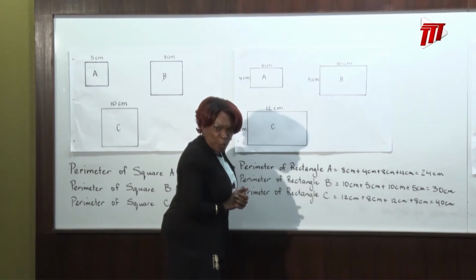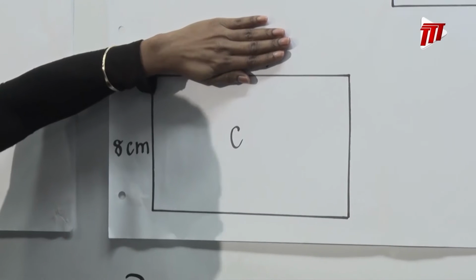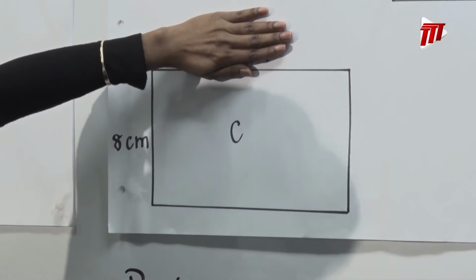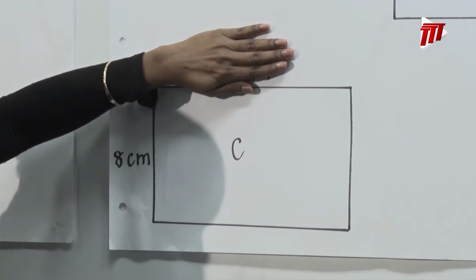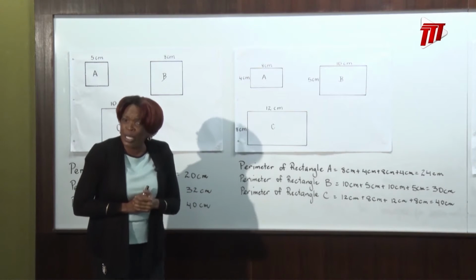Which one did I say I was going to block off? You know what to do? Yes, 40 centimeters divided by 2. But this time you're taking away the breadth, 8 centimeters. What are we going to get? 12 centimeters. Children, are you seeing it?